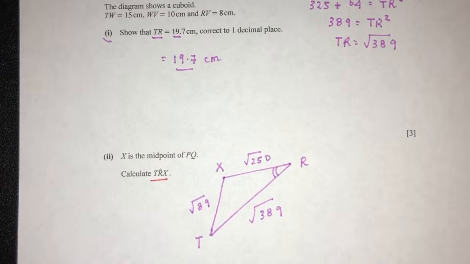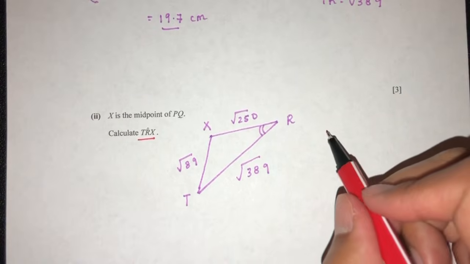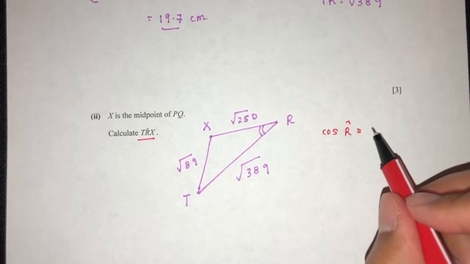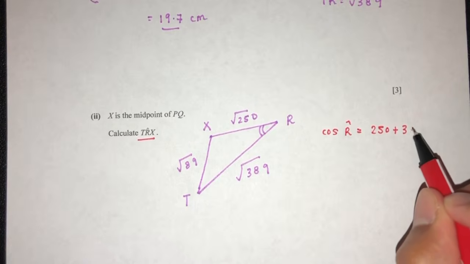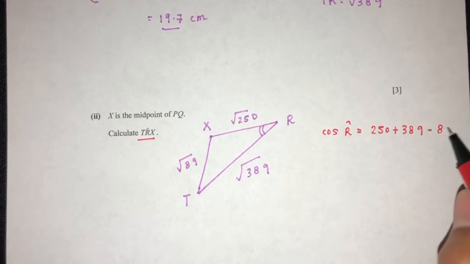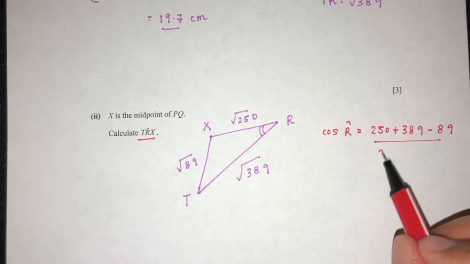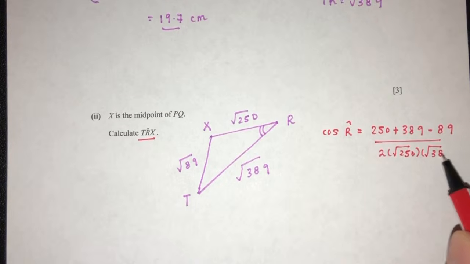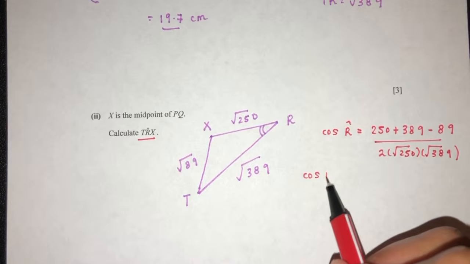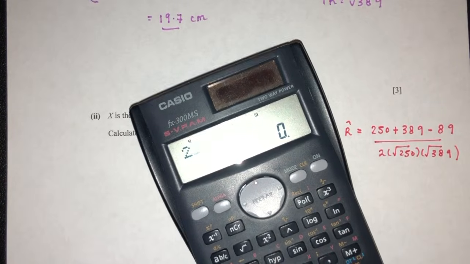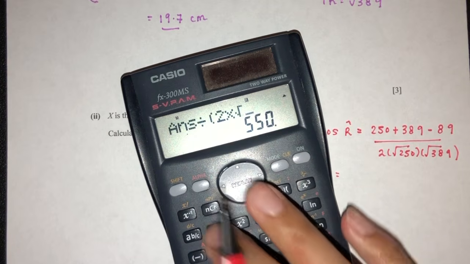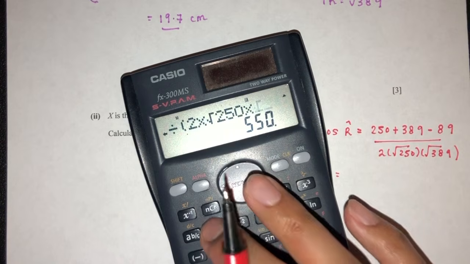So to find this angle, obviously we can use the cosine rule, right? That will be cos of the angle R is equal to the sum of the squares of both sides, 250 plus 389, minus the square of this one, that will be 89, divided by 2 times root of 250 times root of 389. Let's see what we get for this one. That will be 250 plus 389 minus 89, divided by 2 times root of 250 times root of 389. That will be this.